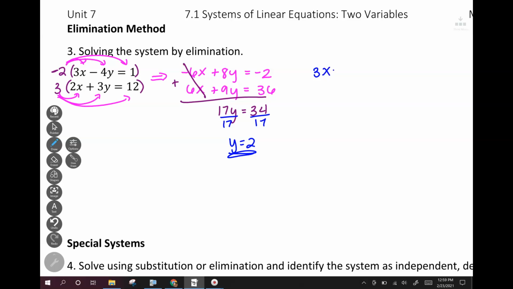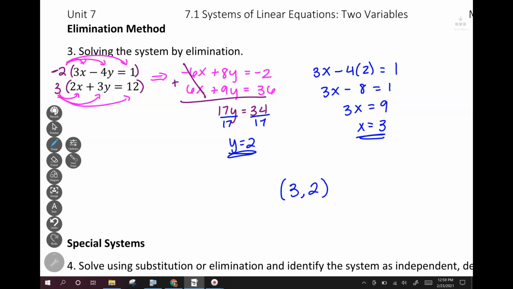So I've got 3x, if I use the first equation, minus 4 times 2 equals 1. So 3x minus 8 equals 1. Add the 8 over. 3x equals 9. Divide by 3. X equals 3. So your solution, aka the point where the two lines intersect, is 3, 2. X, y. 3, 2. And that is elimination.